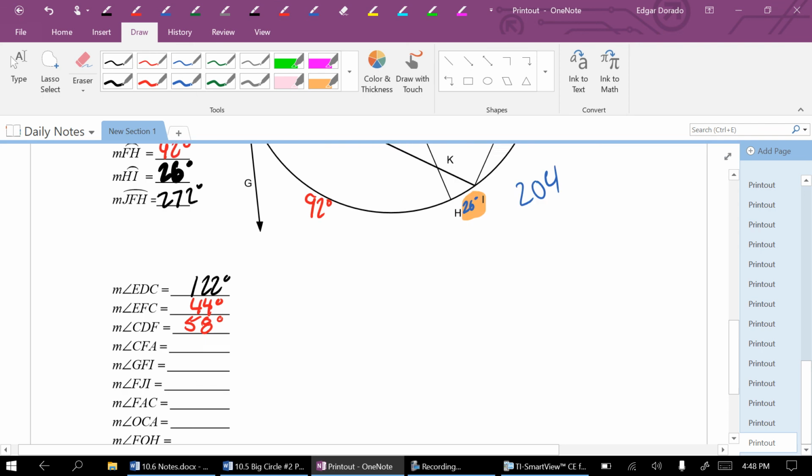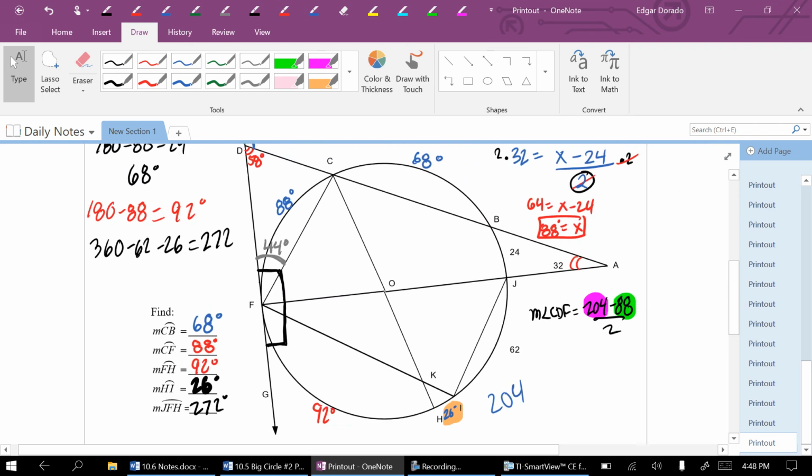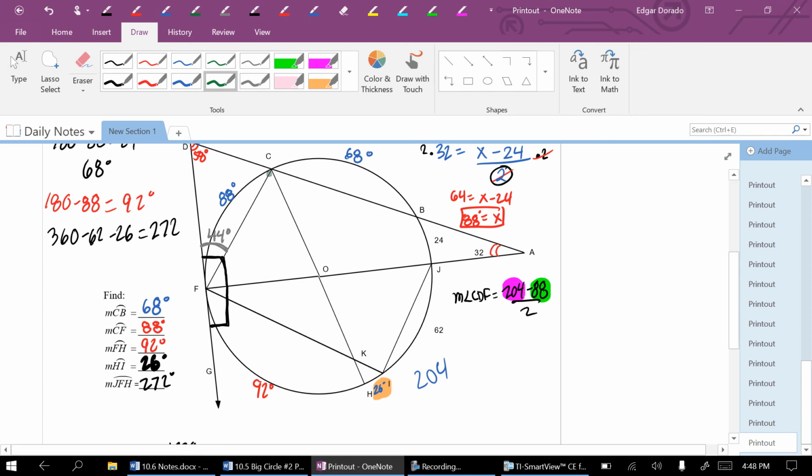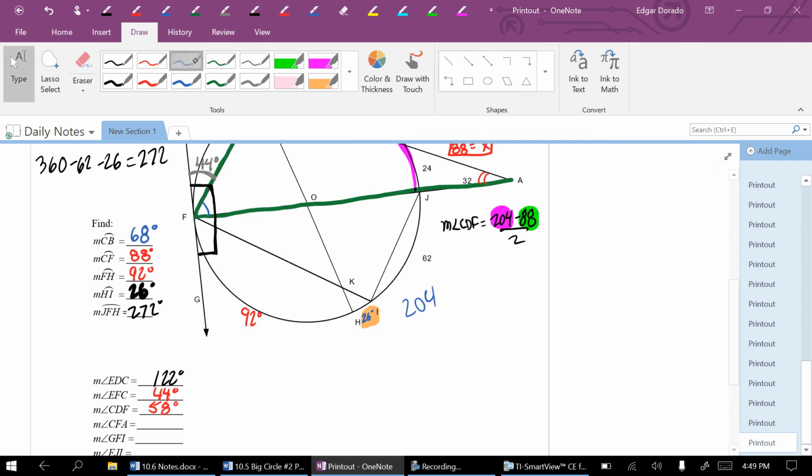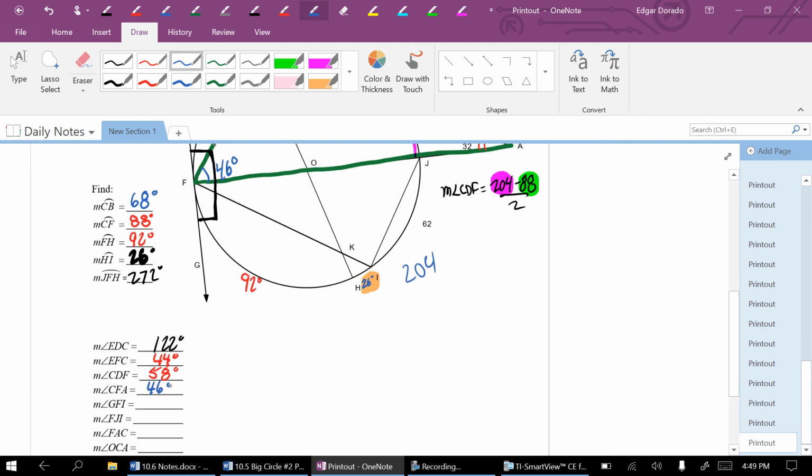Next one is CFA. So CFA, where is CFA? CFA is right here. Okay, well, that looks like an inscribed angle. That looks like this angle right here. Well, what piece of arc does it intercept? Well, go from edge of the angle to edge of the angle, right there. So it's arc CJ. That's the combination of 68 plus 24. 68 plus 24 is 92. So half of 92 is going to give me 46. So this is 46 degrees. Go ahead and write that down. Okay.